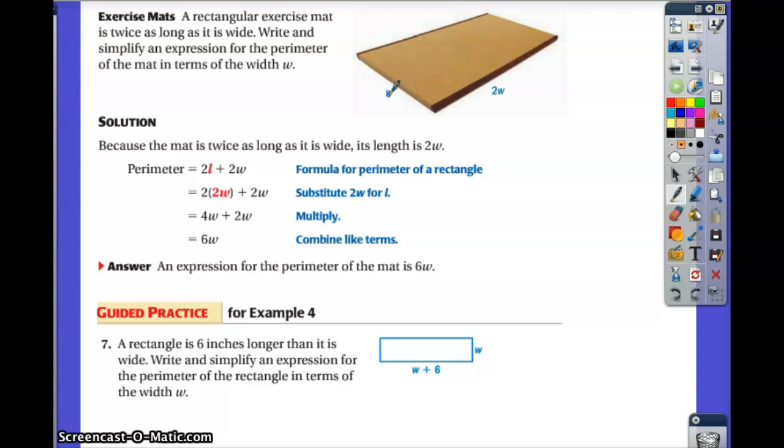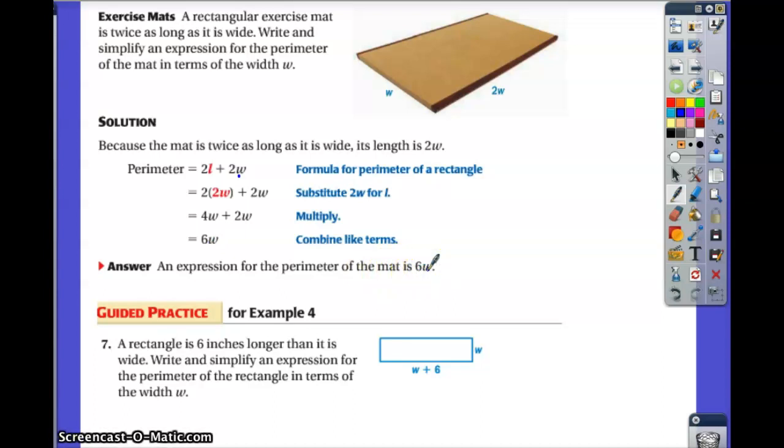Using perimeter, the formula for perimeter is 2 times the length plus 2 times the width. So substituting in, the length again is 2w, so it would be 2 times 2w plus 2 times the width, which is w. So multiply here, 2 times 2w is 4w plus 2w, which ends up being 6w simplified. An expression for the perimeter of the mat is 6w.